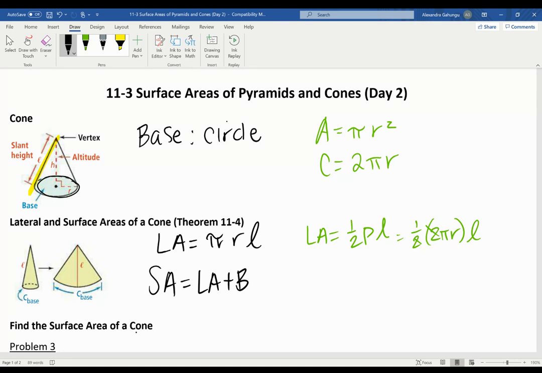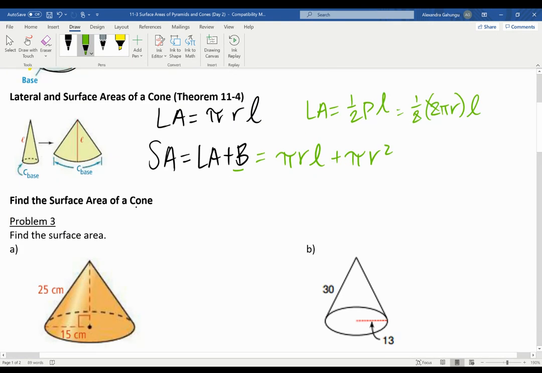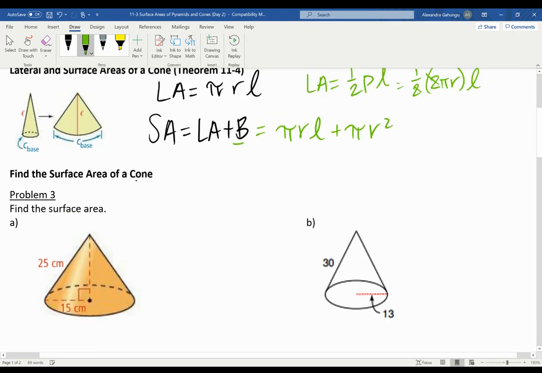That's also going to change now a little bit in terms of our formulas that we use here. We're going to use pi r L, just slant height, plus the area of our base. Now our base is a circle, so it's pi r squared. So here we go with our examples. Going to find the surface area for our cones here.